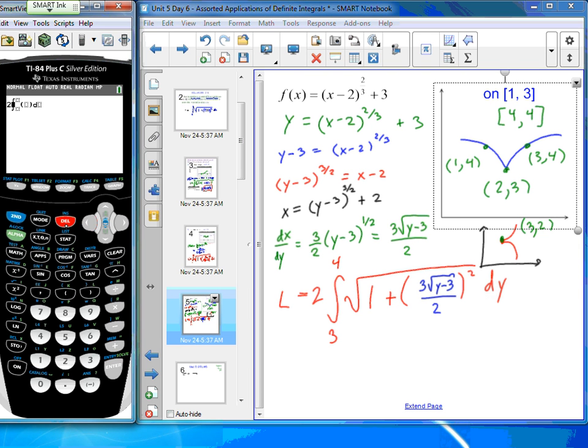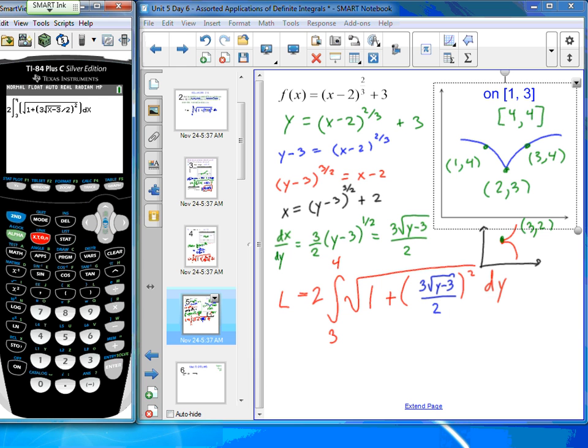I'm ready. Hey! What do we want? 3 to 4. We're going to double it. I'm going for it. And we want the square root of 1 plus the quantity 3 root y minus 3, close radical, over 2, close fraction, squared, out of the radical dx. That's dy, but it's dx.